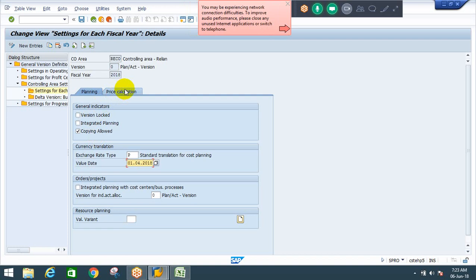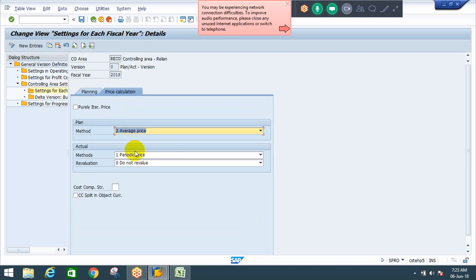We already discussed all this. Okay, we already discussed up to cost element accounting. We are just revising the things. Next, price calculation. Note down, plan, price calculation.